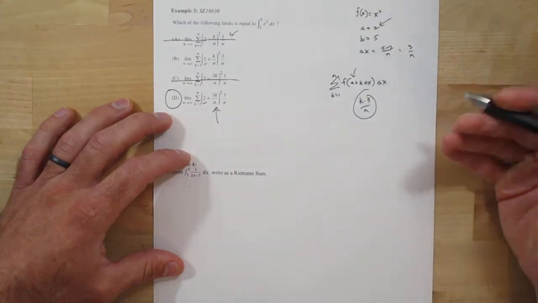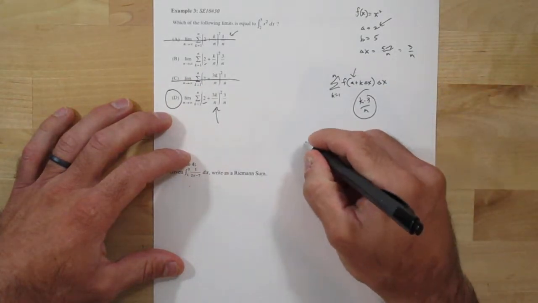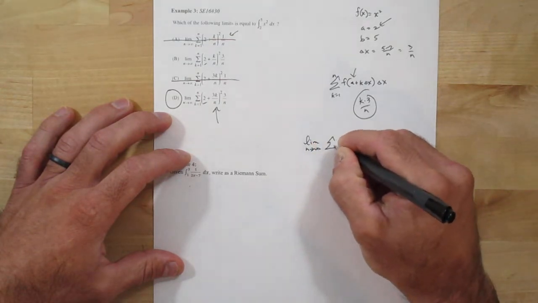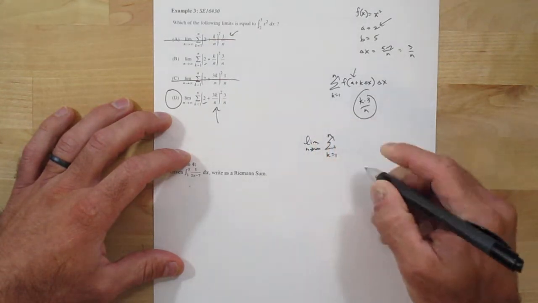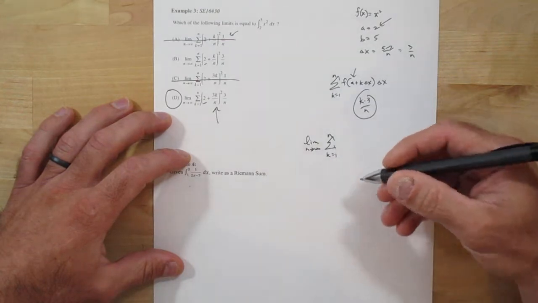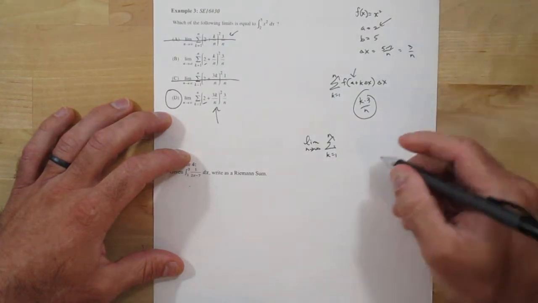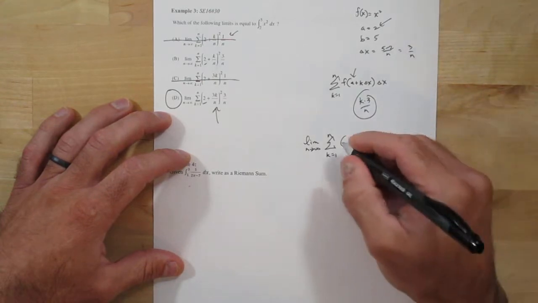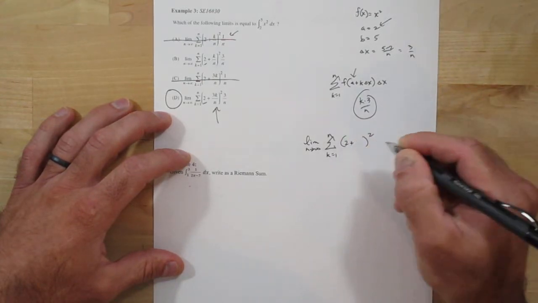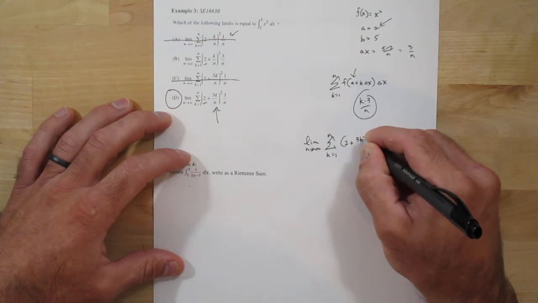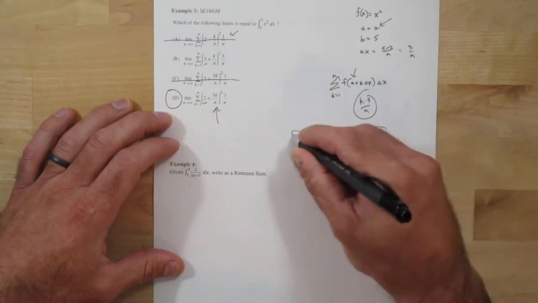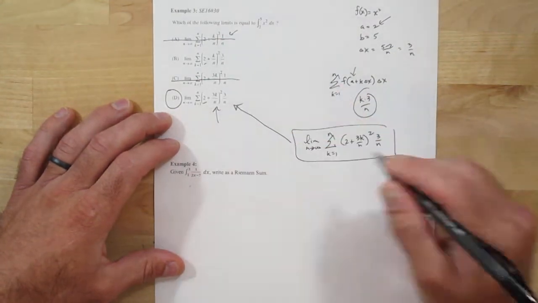Now let's just finish it off so that we know why d is the answer. Again, we know that the limit as n goes to infinity of the summation from k equals 1 to n of f of a plus k delta x. What is f? F is x squared. What is a? A is 2. What is k delta x? That's 3k over n. And delta x, again, is 3 over n. And that right there is d.